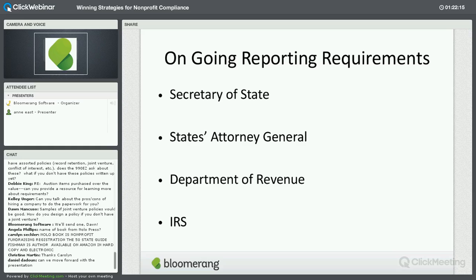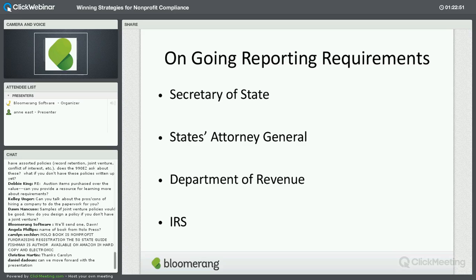Cool, great advice. Well, Chris here has another question about 990s. Chris says he knows the Form 990 asks about whether you have assorted policies, but does the 990EZ also ask about those? Follow-up question is, what if you don't have those policies written up? What should you do with the EZ form? The EZ form is really just asking if you have those policies. And I don't believe you're asked that on the EZ form. I think you're asked it on the long form.